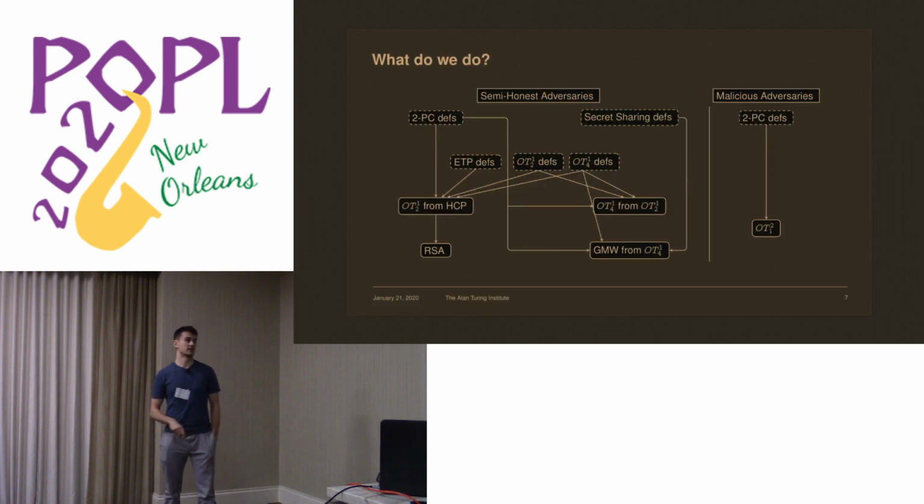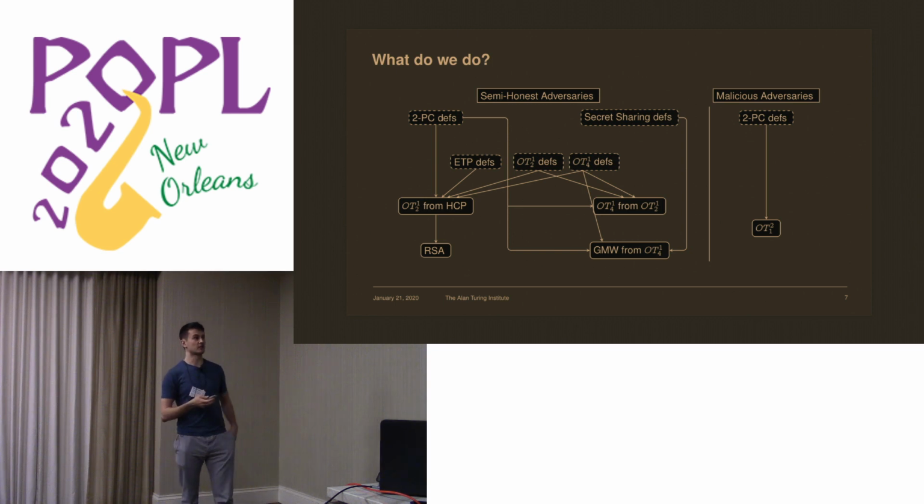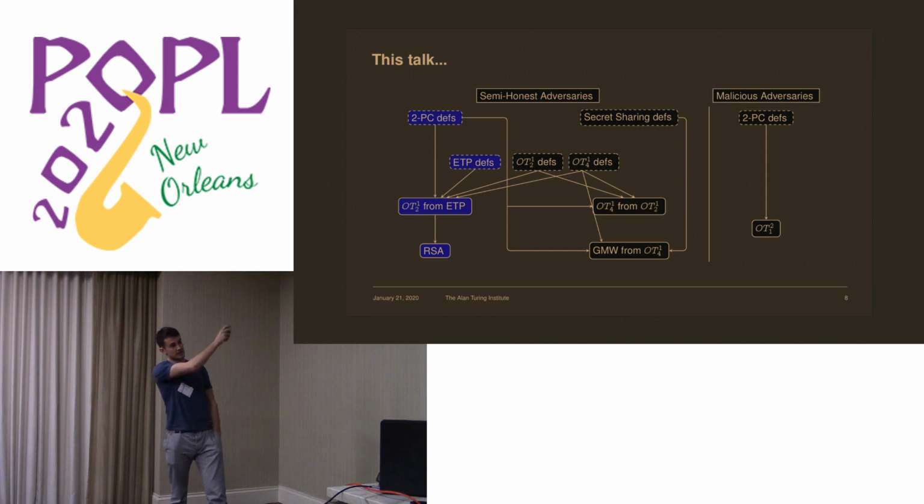So what do we actually do in this work? We consider two different adversary models. We've got the semi-honest adversary model on the left and the malicious model on the right. And in this talk, we'll just look at the semi-honest model. As you can see, we've done a lot more work in the semi-honest model because we found things get complicated very quickly in the malicious model.